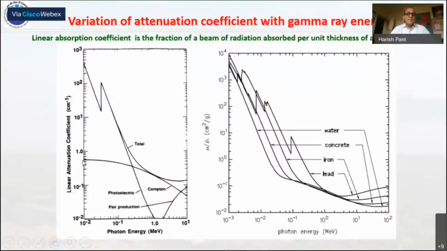You can see that this follows like this. Here is how this linear attenuation coefficient varies for the Compton effect, for the photoelectric effect, and for the pair production. I will not go into the details because you might have been already told about these things and you may be knowing about it. Different materials will have different mass absorption coefficients. This is the variation of mass absorption coefficient with the energy of the gamma radiation. This is for water, this is for concrete, for iron, for lead.